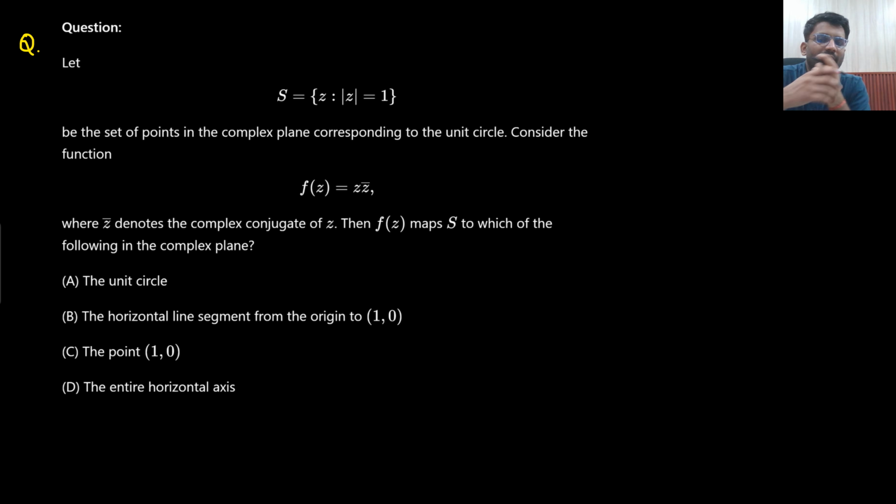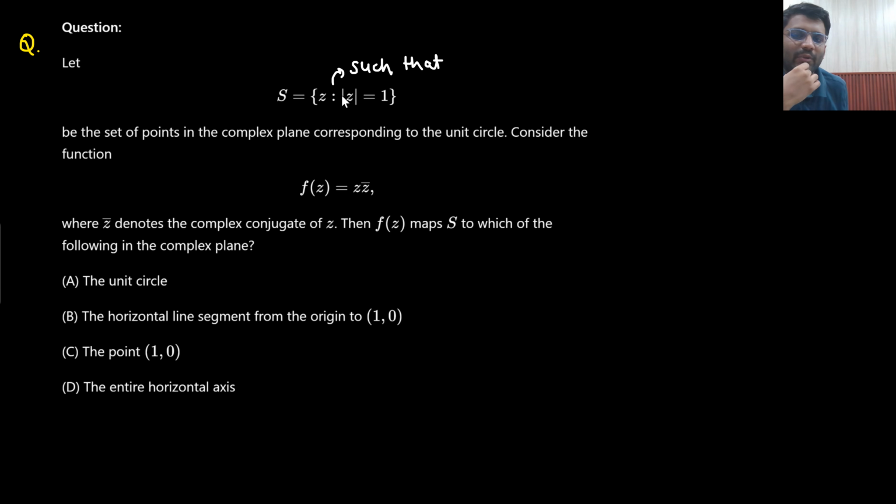This is actually a good question, but you should be able to understand. A set is given, which is z such that mod of z equals 1. What is the meaning of this sign? Such that. I hope you are studying linear algebra. If you have studied linear algebra, then you would know this is "such that". Z is such that mod of z equals 1.